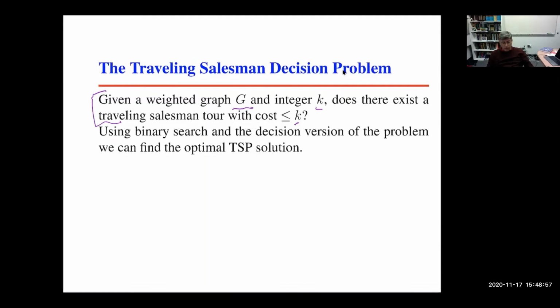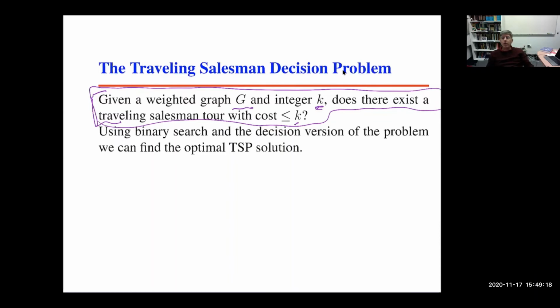Does everybody see that this problem is a yes/no problem? For a given graph and a given integer bound k, either there's a tour of that size or there isn't.